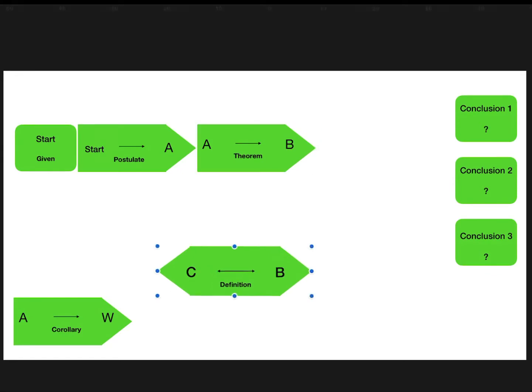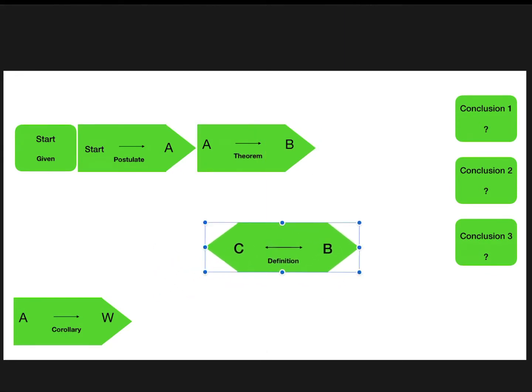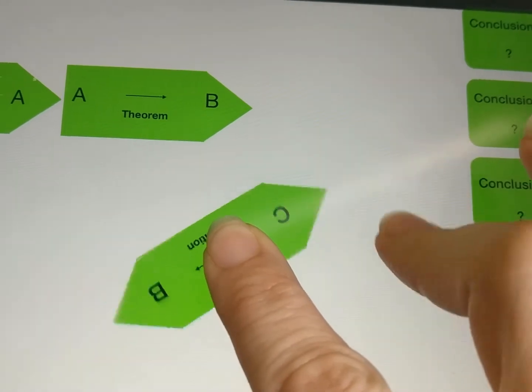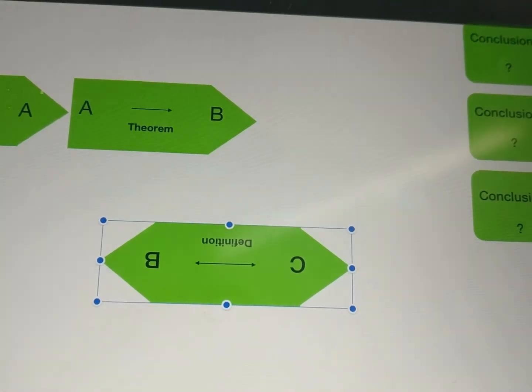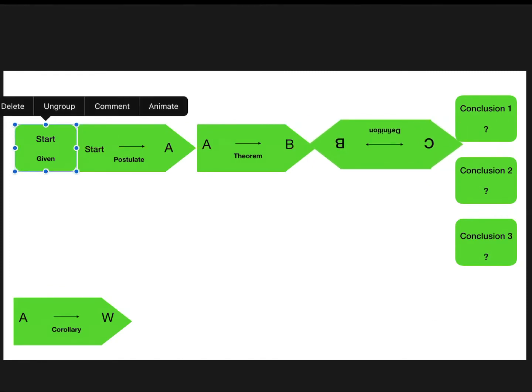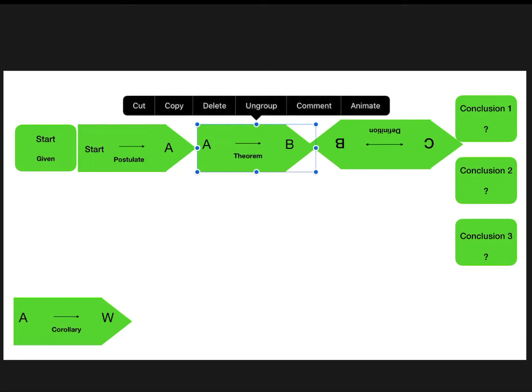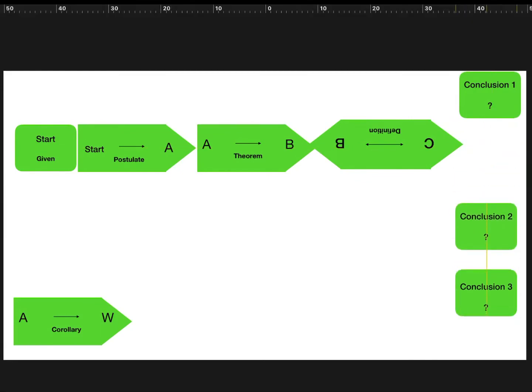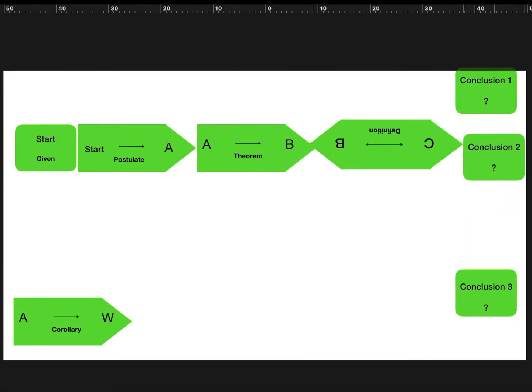So now I've made it from start to A, from A to B, and now I need to get to a conclusion. Well, do you see how this one is a double-sided arrow? Double-sided arrows mean that you can flip them around and go either way. It's a little tricky, so you're going to plant your finger in the center and rotate around. And so once it's rotated, we have start leads to A leads to B, B leads to C, and C is going to stand for our conclusion here. I'm not sure which conclusion we would reach, but one of these would be our conclusion.